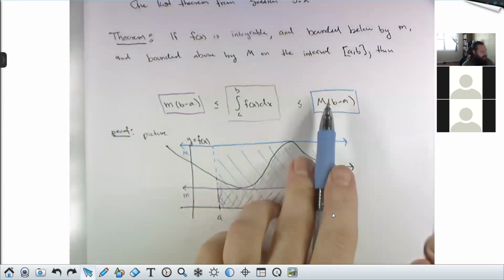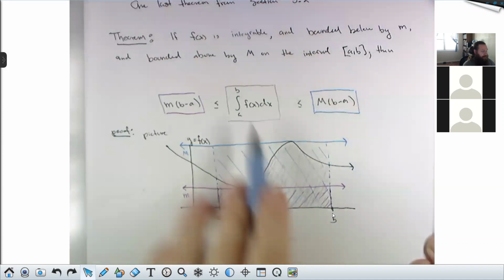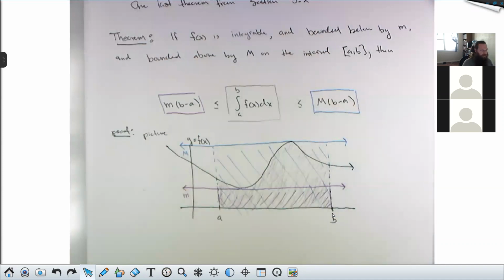So the blue area is big M times b minus a, and the pencil area is the integral from a to b of f of x dx. So big M times b minus a has to be bigger than the integral from a to b of f of x dx. This theorem is very useful for estimating integrals when the actual normal work to estimate the integral is hard.